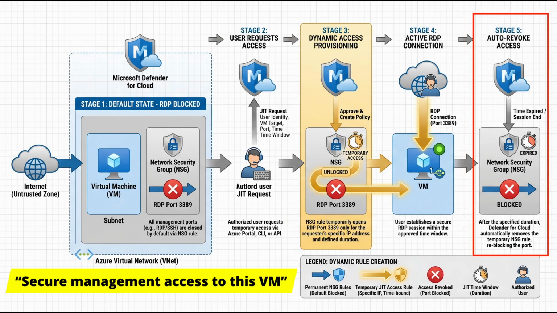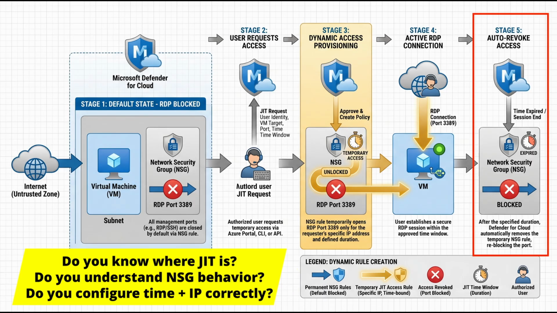And time passes, your session ends, and automatically the NSG rule is removed. Port 3389 is blocked again. No manual cleanup, no risk of leaving it open. So the entire flow happens behind the scenes. In the exam, Microsoft is testing: do you know where JIT is? Do you understand NSG behavior? Do you configure the time plus IP correctly or not?